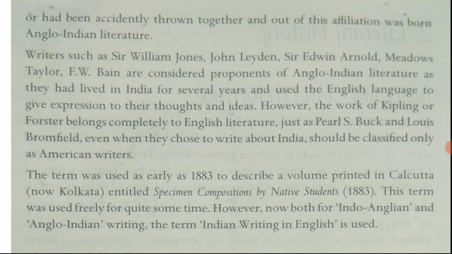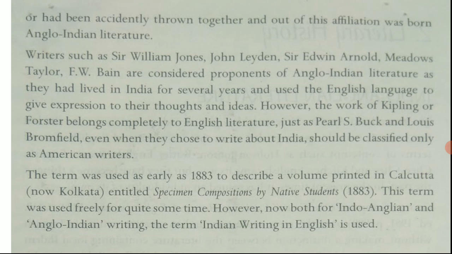Writers such as Sir William Jones, John Leyden, Sir Edwin Arnold, Meadows Taylor, F.W. Bain are considered proponents of Anglo-Indian literature as they had lived in India for several years and used the English language to give expression to their thoughts and ideas. However, the work of Kipling or Forster belongs completely to English literature, just as Pearl Buck and Louis Bromfield, even when they chose to write about India, should be classified only as American writers. So Forster and Kipling and the English writers who have written about India are not included in this category.